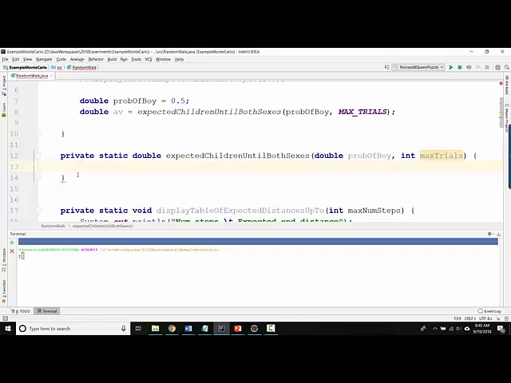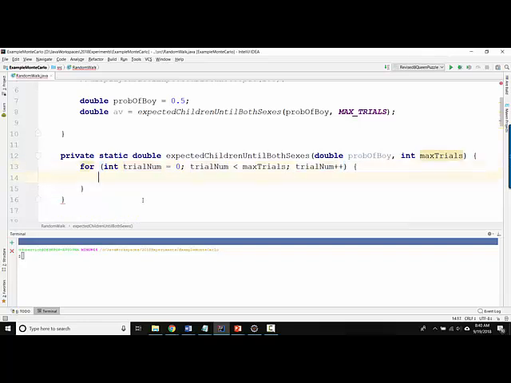Okay, so what's the pattern? So I'm thinking, all right, don't think about the details of like, wait, we're having children until what, while? No. The high level thing that we want is we want to find an average. So whenever we're finding an average, we want a pattern where we have a bunch of trials. So trial num starts at 0. Trial num is less than max trials, trial num plus plus.